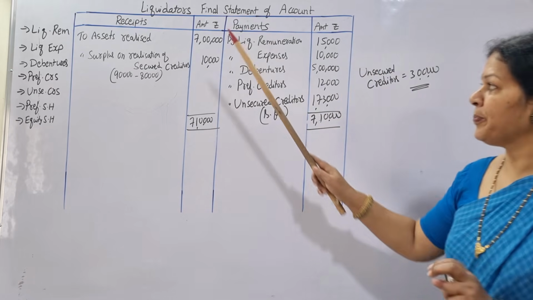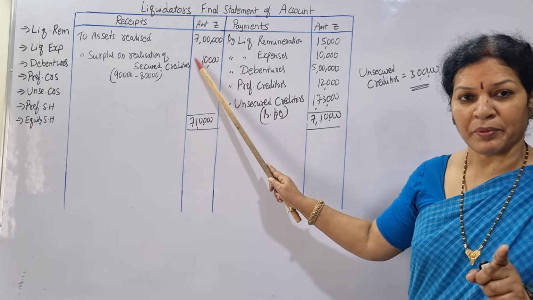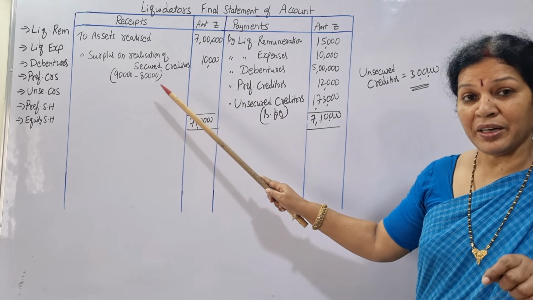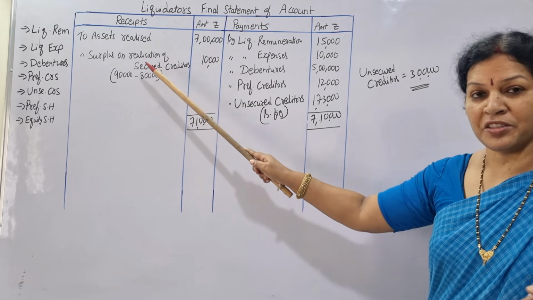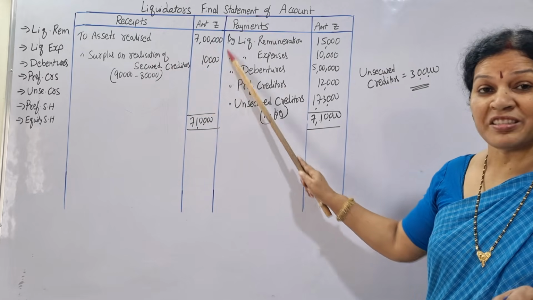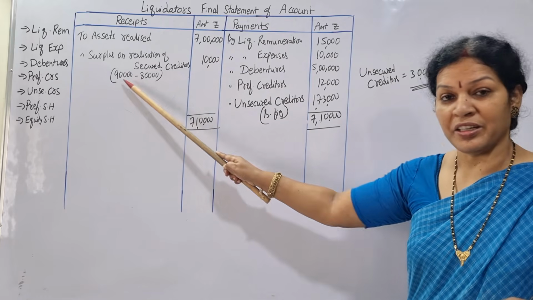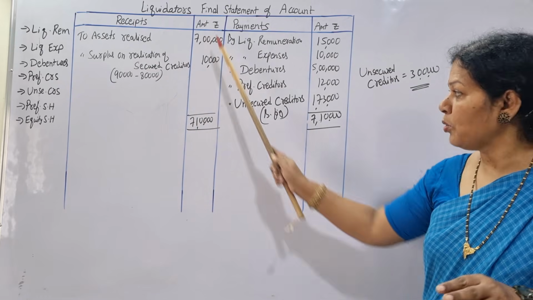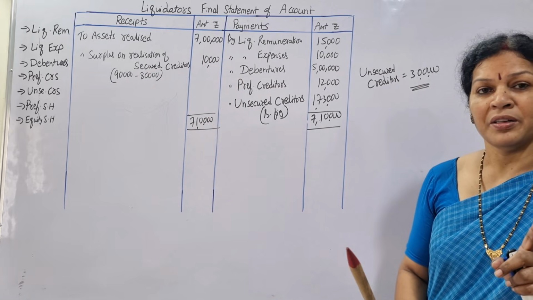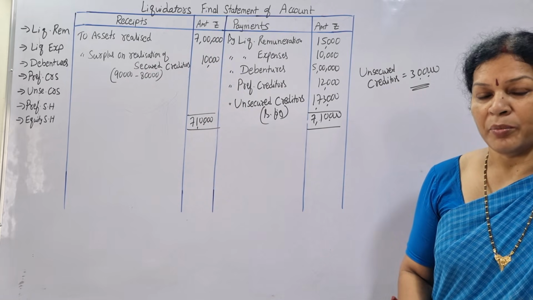Let me explain. We have assets realized of 7 lakh. When we are disbursing to the secured creditors, we are getting a surplus of 10,000, that is 90,000 minus 80,000. So in total we have receipts of 7 lakh 10,000. And how many payments are there?